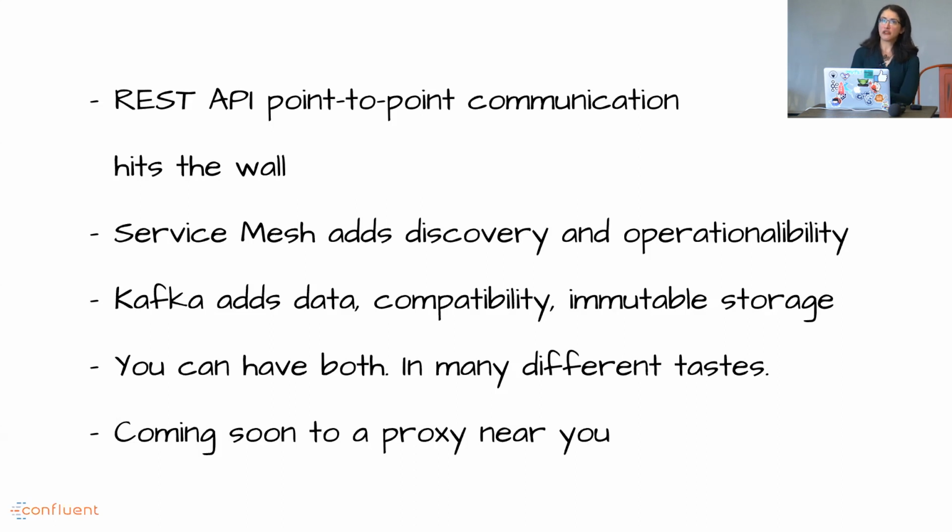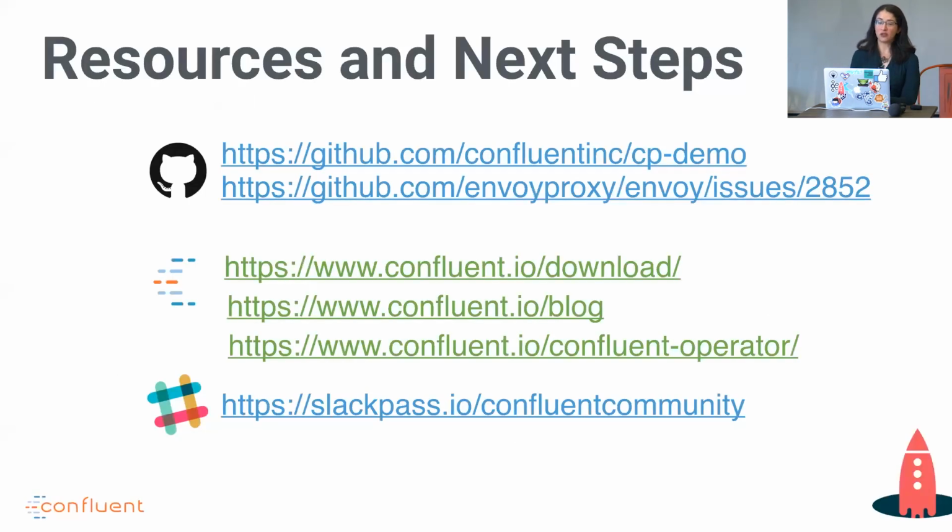We said, communicate via Kafka instead of directly, and it will give you the single source of truth about your data. It will give you a compatibility story. It will give you this immutable storage. And obviously you want all of them, so you can have both. And we just went through 4 different ways in which you can have both. Some of them are already totally doable, and some of them are coming really soon to your favorite proxy. So if you're wondering what's next, this is all open source and you should totally get involved.